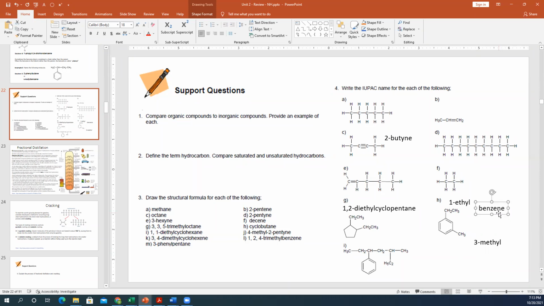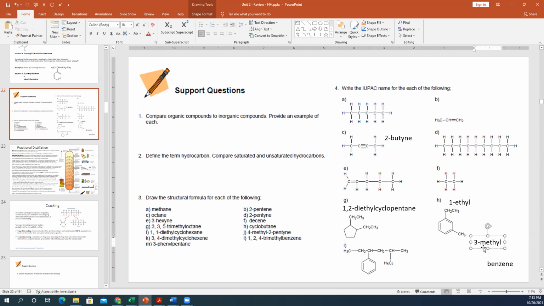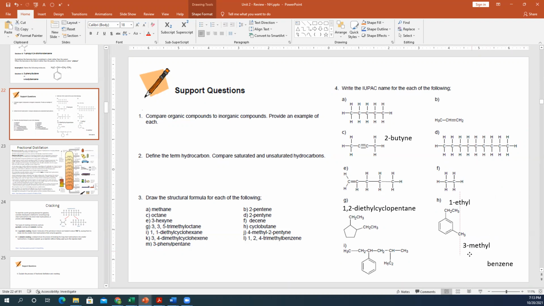So now let's put our name together. We know our benzene is going to go at the end. Then we've got to figure out, is it going to be 1 ethyl, 3 methyl, or is it going to be 3 methyl, 1 ethyl? How do we choose which one will come first? What's the rule there? Does anybody remember the rule? Is the bigger one first? It's the alphabet that tells us which one comes first.